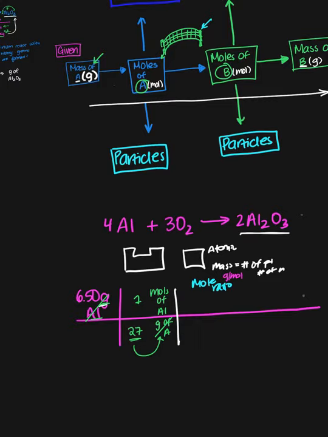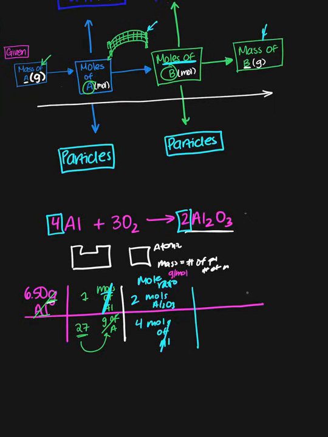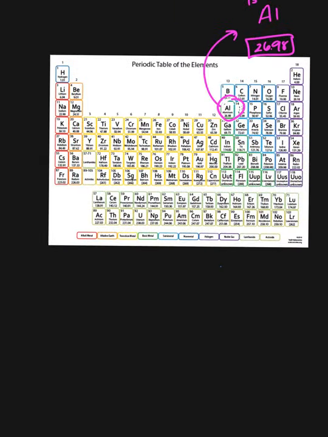Looking at our coefficients, for every 4 moles of aluminum, we get 2 moles of aluminum oxide. So we put 4 moles of aluminum on the bottom, because we want to cancel those out, and this should always be a cross, per every 2 moles of Al2O3. Notice that these two will cancel out and you'll end up with moles of Al2O3, which is close to what we want. But we have to convert these moles of Al2O3 into grams of aluminum oxide, the mass of B. To do that, we go back to our periodic table, and we know we have Al2O3.